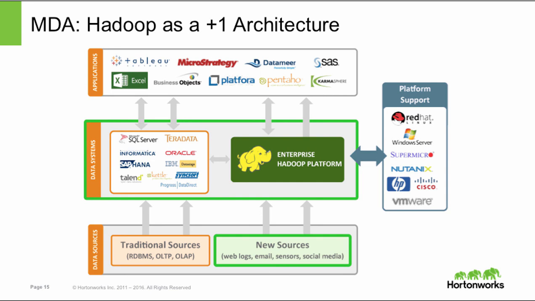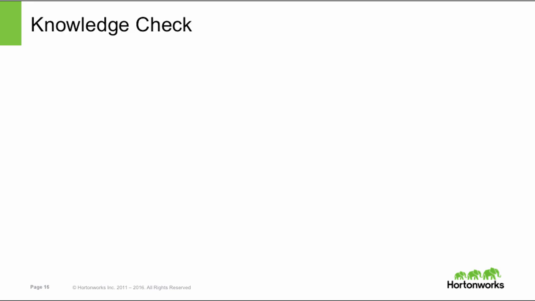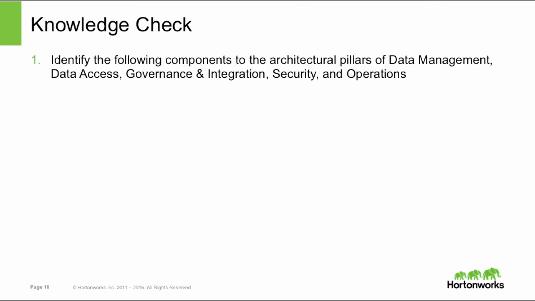And I think that takes us to our knowledge checks for this section. I'll run you through a few questions and see if you can peg the answers. First up, in those pillars we talked about, data management all the way through operations, I'm going to list off a few components and I'm looking for where you would suggest they fall. So Ambari itself falls into the operations pillar. HBase is a NoSQL system, so that fits nicely in the data access pillar.